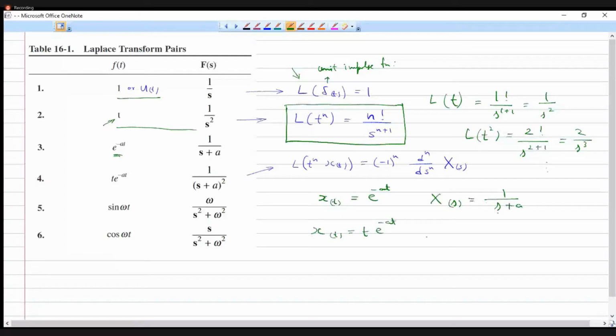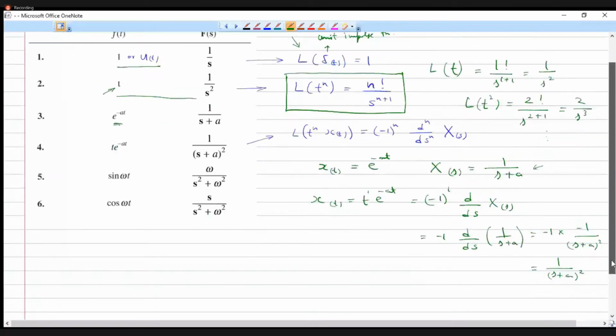So what I should do is it will be given by minus 1 raised to, so here t is equal to t raised to 1, right? So I have to do minus 1 raised to 1 d by ds of X(s). So what is X(s)? X(s) is already equal to 1 by s plus a. So I will have minus 1 raised to 1, which is minus 1 into the derivative d by ds of 1 by s plus a. So that is equal to minus 1 into minus 1 by (s plus a) the whole square, right? So that will be equal to 1 by (s plus a) the whole square. So I can do this transformation using this identity.